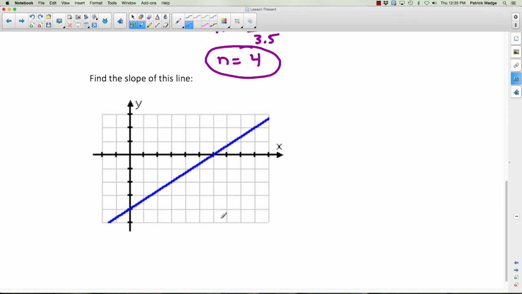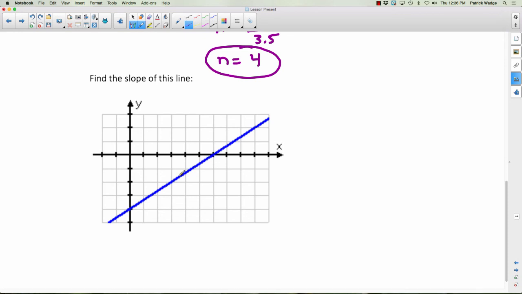Last question. Find the slope of this line. All right, and they've put it on a coordinate plane. We'll be doing more of this in a couple more lessons. So remember what I did in the other page? I said that you could pick any points on this and draw your vertical and horizontal line.